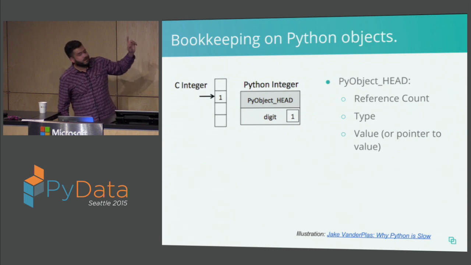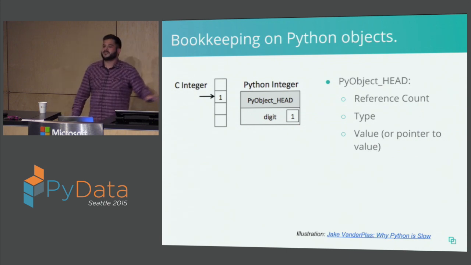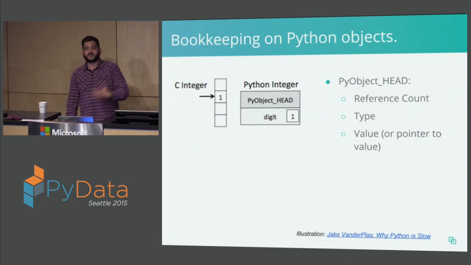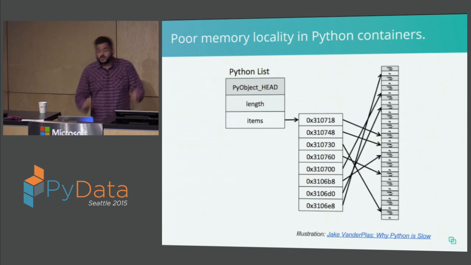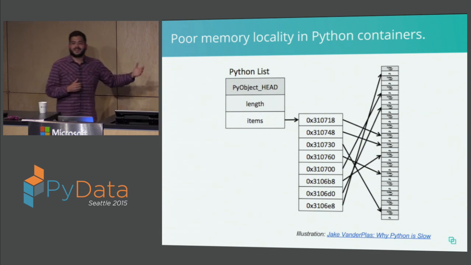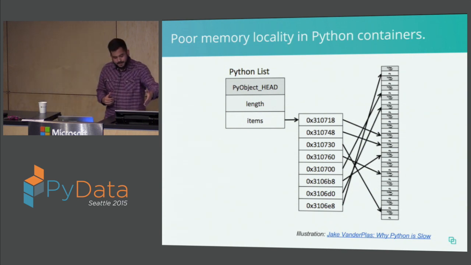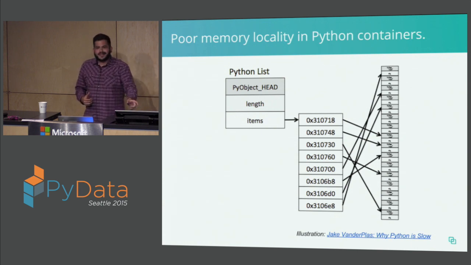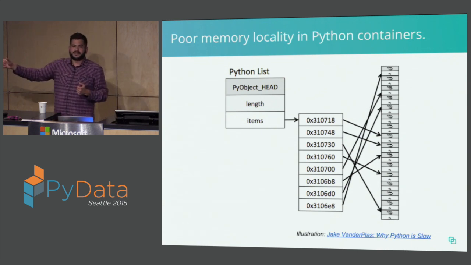And these images are from Jake VanderPlas's awesome "Why Python is Slow," which is a great blog post that goes more in depth into it. So I'm just stealing them to make for a better summary. This particular issue comes up even more when you're thinking about a Python list, where the list itself is an object, so it has that overhead, and then every element in the list is a pointer to another Python object.